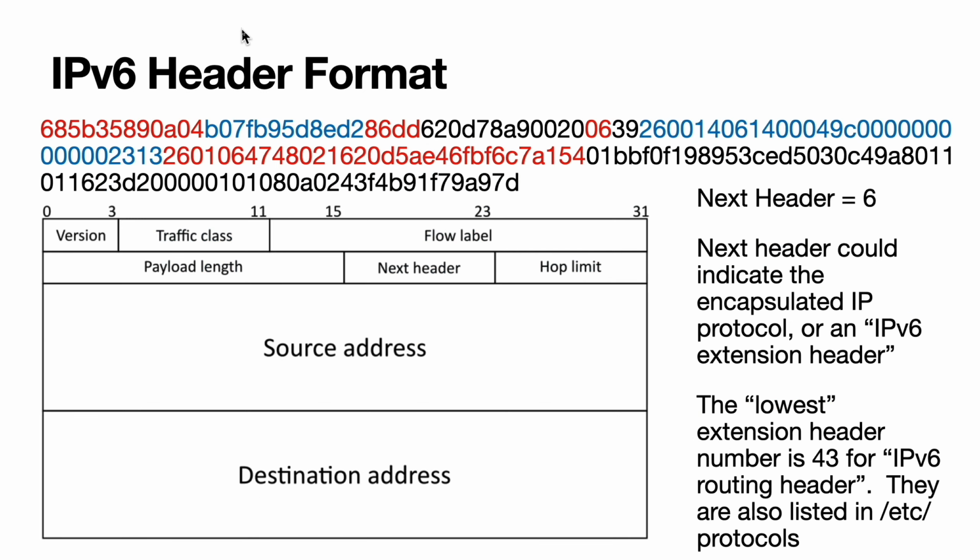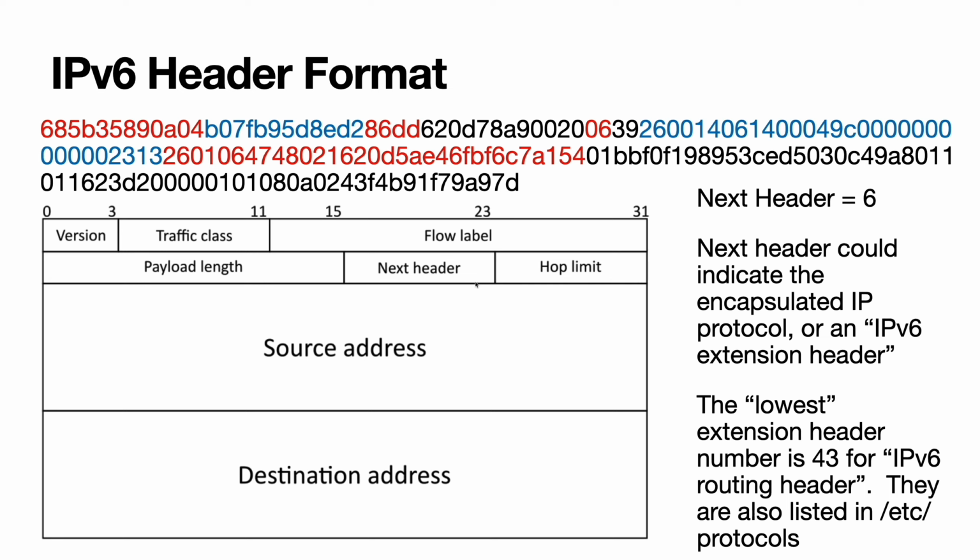That means that the contents of this IPv4 packet are interpreted as a TCP transmission control protocol segment. Here is the IPv6 header format that we know and love. And if we skip 6 octets, then we get to the next header field. The next header field could be the encapsulated protocol, or it could be what's known as an IPv6 extension header. And which one it is depends on the number.